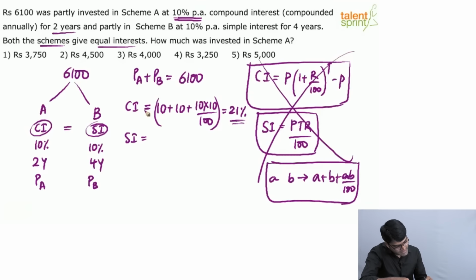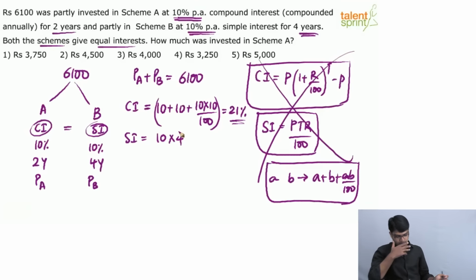See, simple interest, he said, was 10% per annum for 4 years. So 10% into 4 years. Simple interest is simple. You don't have to use effective percentage. You can directly go for multiplication of rate of interest with the time period. So 10 into 4, 40%. Are you able to follow? The compound interest is 21%, the simple interest is 40%.